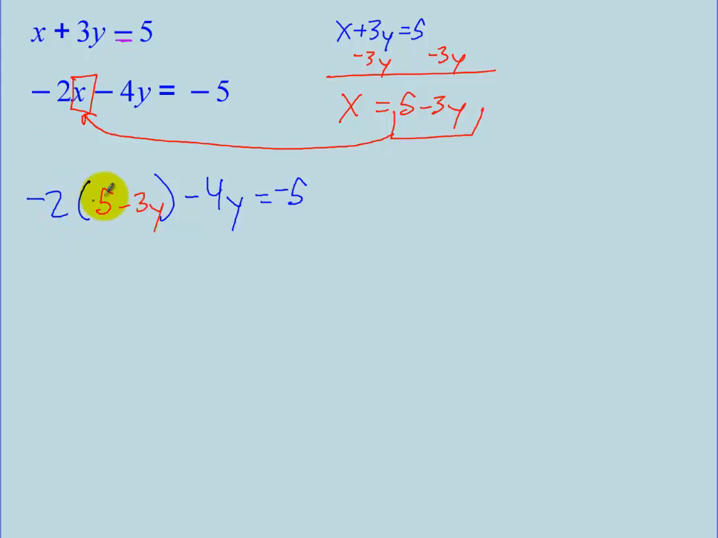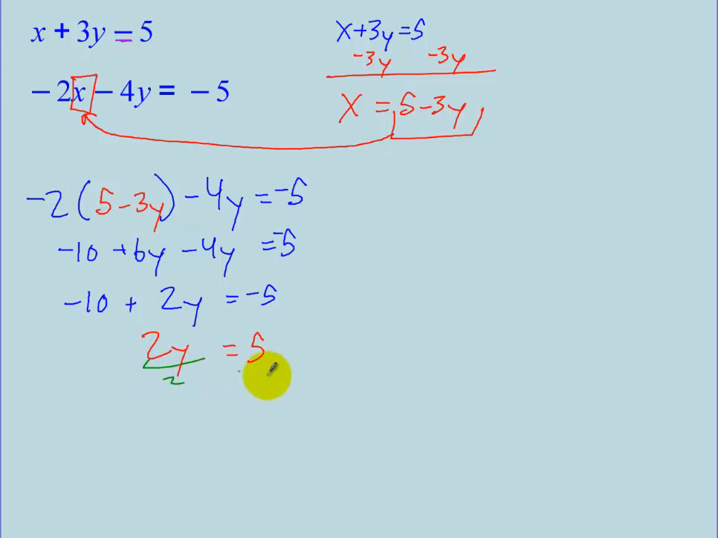Now let's solve for y. I'm going to distribute and I get negative 10 plus 6y minus 4y equals negative 5. Then combine those y's, I get 2y. So I get negative 10 plus 2y equals negative 5. I'm going to add 10 to both sides, so I get 2y equals positive 5. If you divide by 2 for the last step, you get y equals 5 halves. I'm going to leave it as 5 halves.